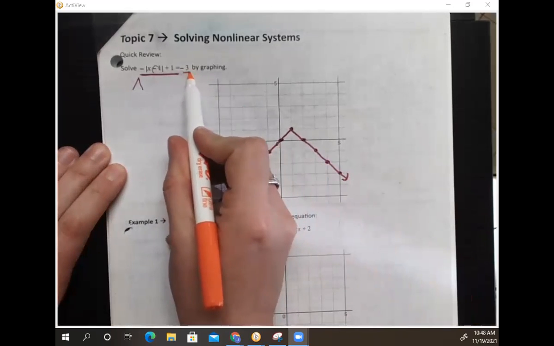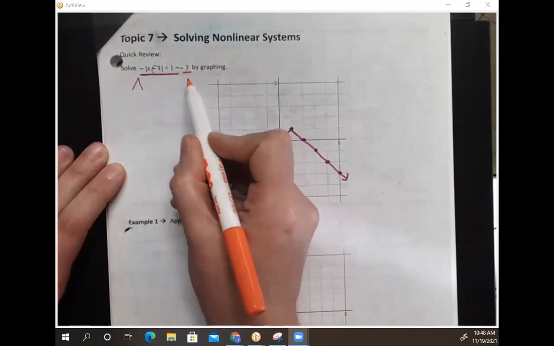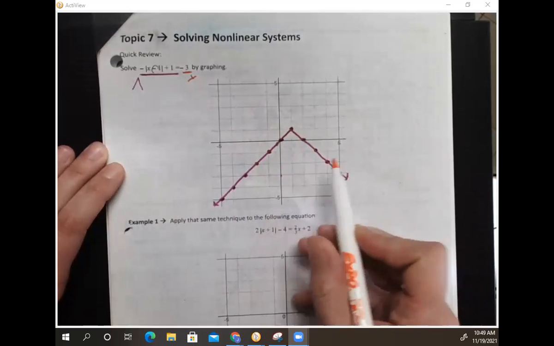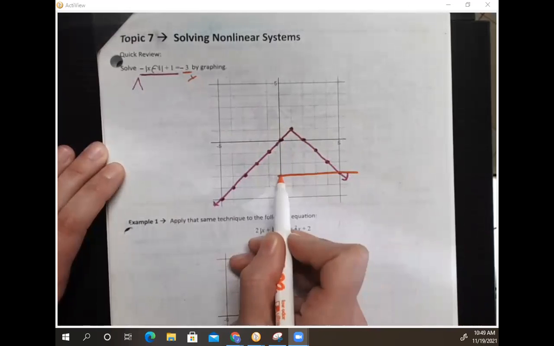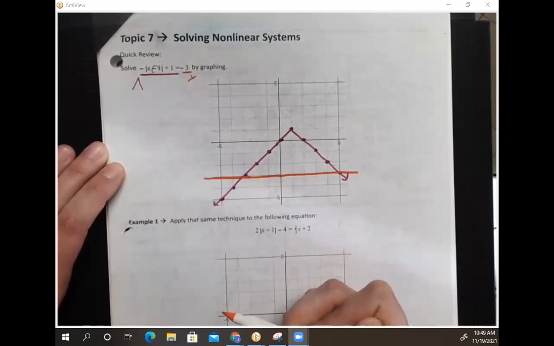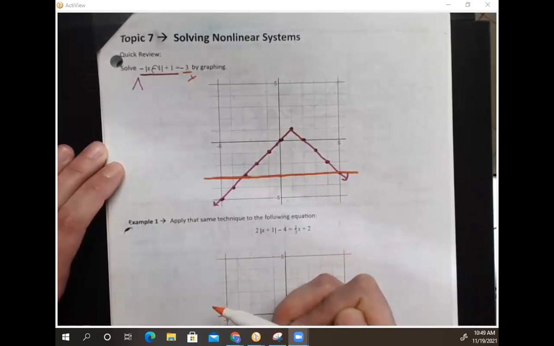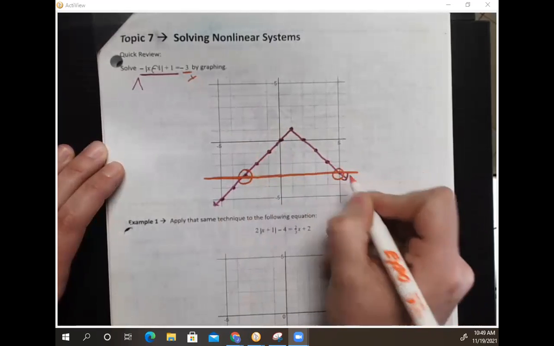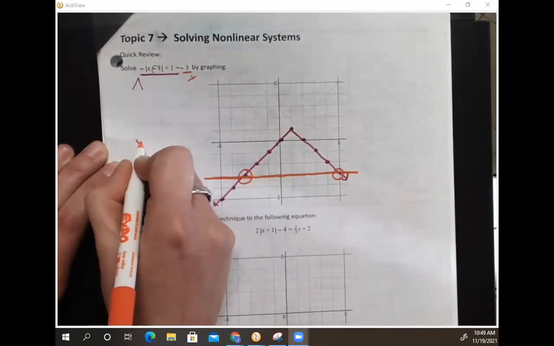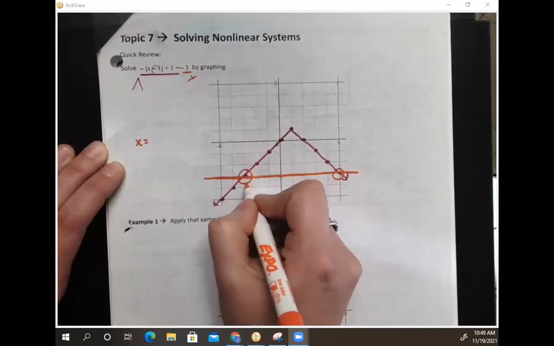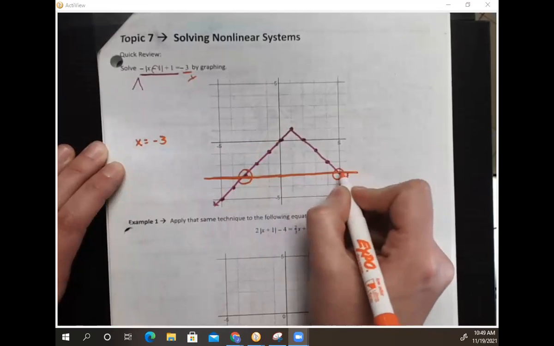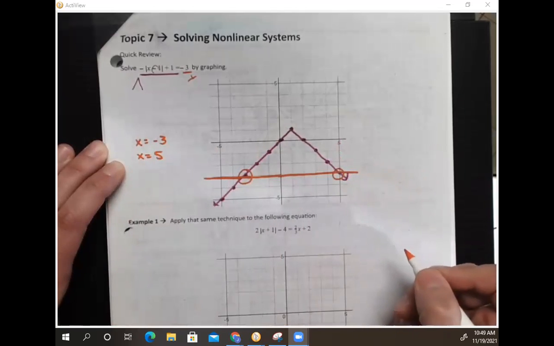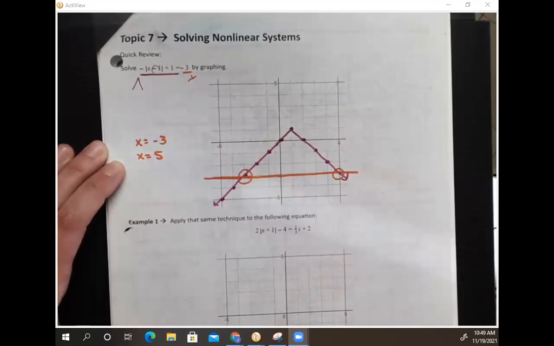And then I want to graph the other side of my equation, -3. Remember that that's a y value. I'm going to go to where y is -3, 1, 2, 3. And I'm going to stretch that all the way across my graph. And I'm looking for where those two things intersect. Those are my solutions. So I have a point of intersection right here and right here. That means my solutions are x equals -3. That's the x value for this point. And over here, this would be x equals 5.